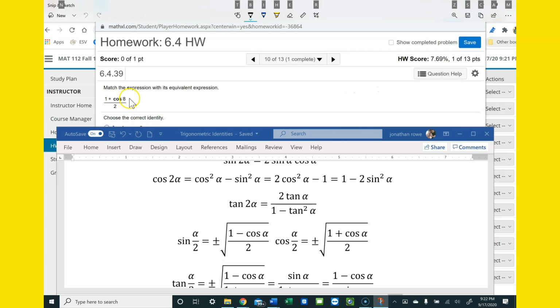Okay, 1 plus cosine of 8 over 2. Match the expression with its equivalent expression. I am thinking that this has to come into play. 1 plus cosine alpha over 2. All right, so let me write that.